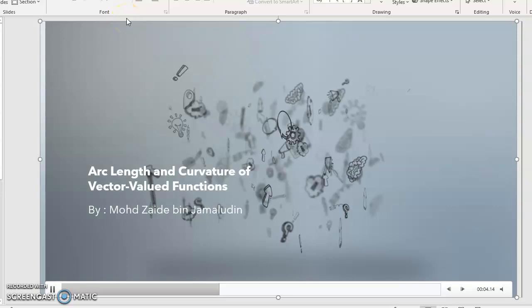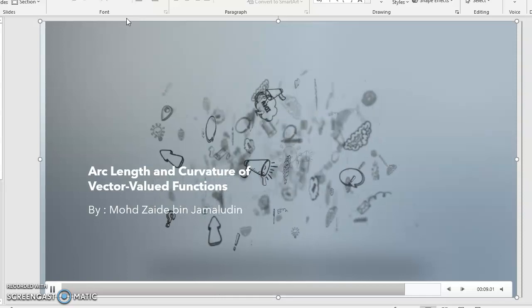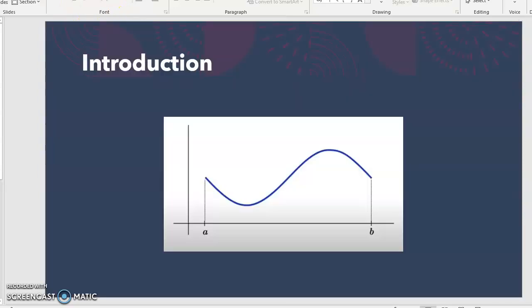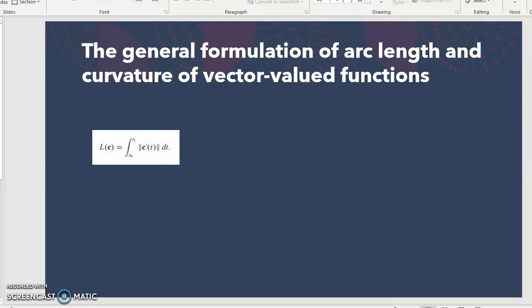Arc length and curvature of vector valued functions. In this video, we are going to find what is the length of the path c(t), because the speed ||c'(t)|| is the rate of change of distance traveled with respect to time.